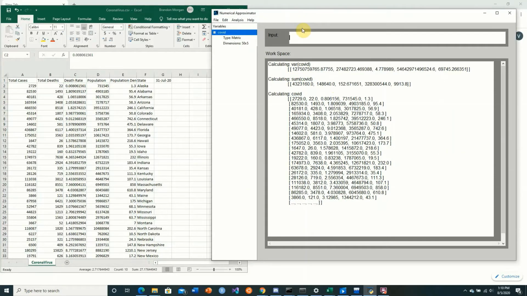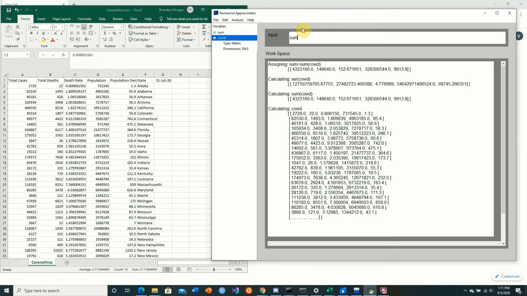And so what we can actually do is store the sum inside a variable. And if we wanted to get the total death rate across the US, what we can do here is take the deaths and divide it by the number of cases.